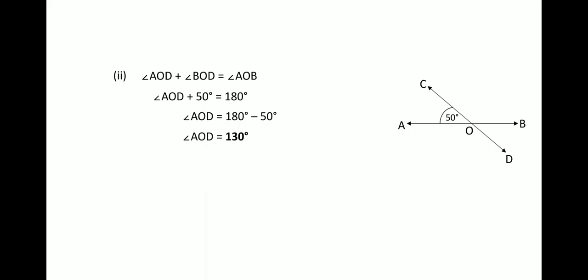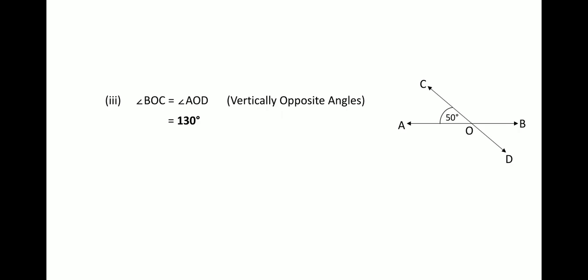Next, you have to find angle BOC. So number 3, angle BOC is equal to angle AOD. See over here, angle BOC, this angle, and this angle AOD are vertically opposite angles. So what is angle AOD? Just now we found it is equal to 130 degrees. So angle BOC will also be equal to 130 degrees, and that's the third answer.